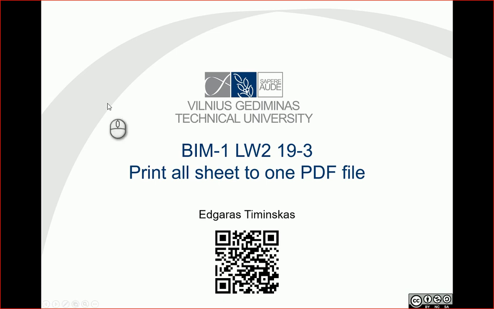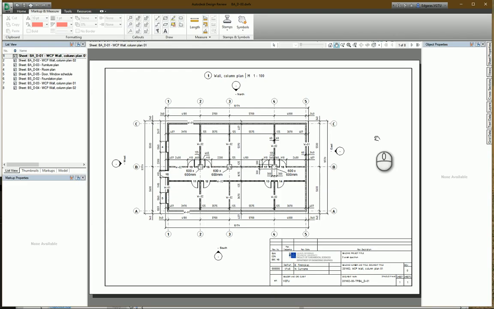Hello, so in this video let's look at how to print all sheets to one PDF file. The best solution to print PDF files from Revit is to convert all the sheet views to DWF format, and later you can print from the DWF file. It will recognize sheet size automatically and it will print all sheets in your list.